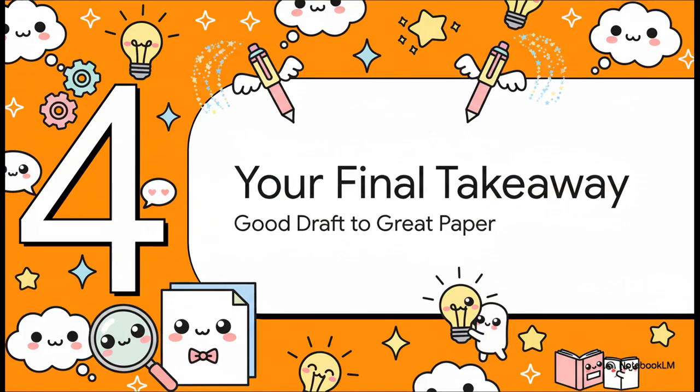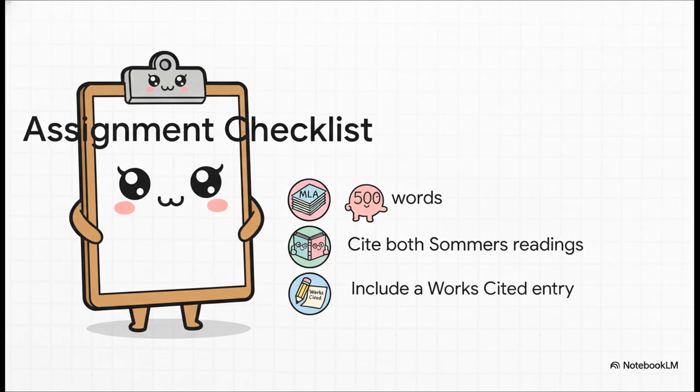This assignment is designed for one big reason: to give you the mindset and the tools you need to take a pretty good draft and turn it into a fantastic paper. And before you start writing, just a quick reminder on the nuts and bolts. Keep it to around 500 words. Make sure it's in MLA format, and you absolutely have to reference and cite ideas from both of the summer's readings we've done. And of course, that means you'll need a works cited entry at the end.